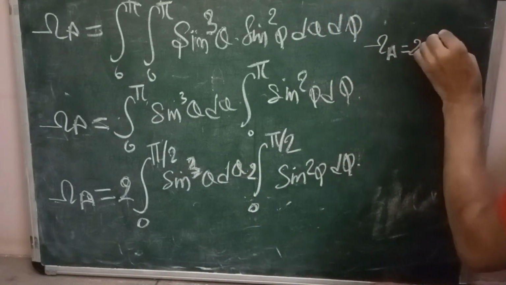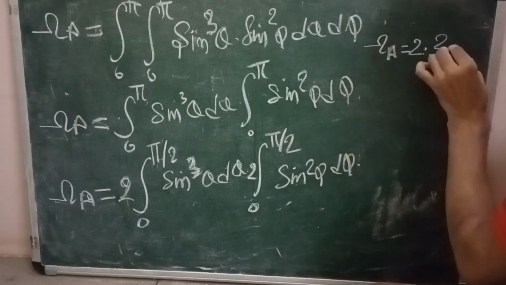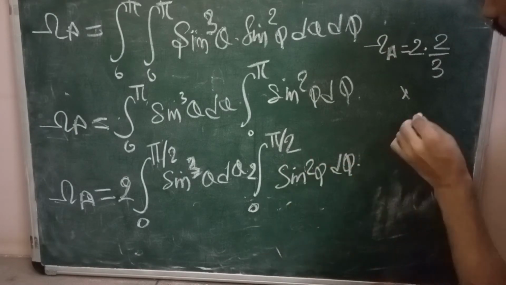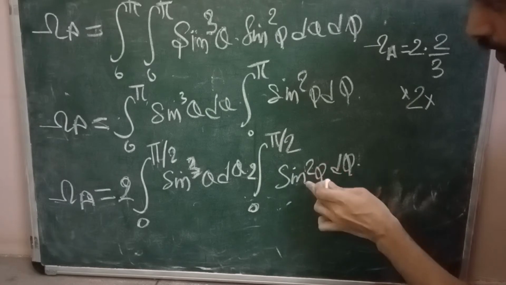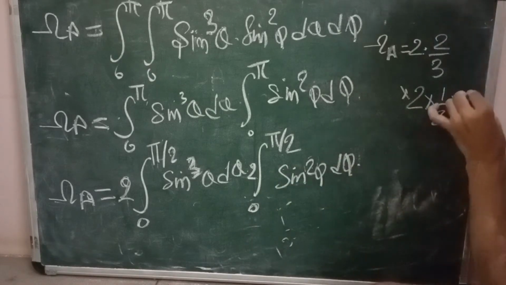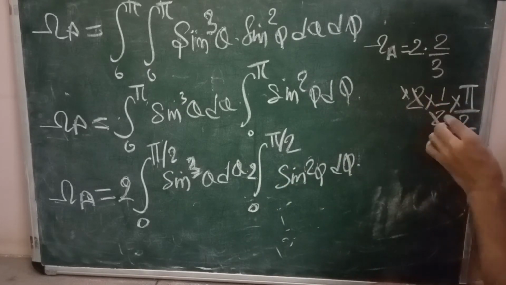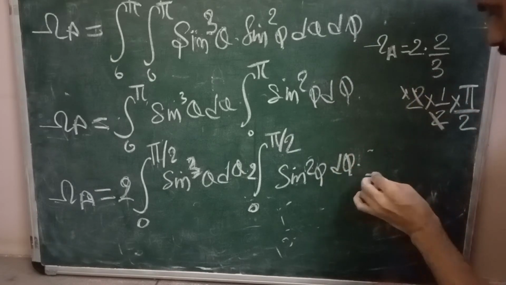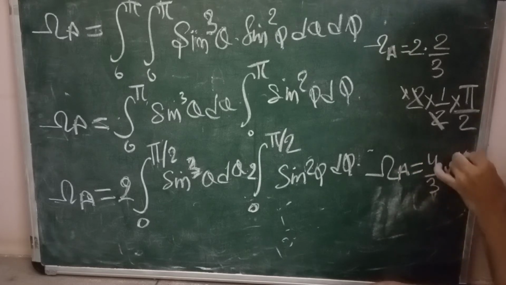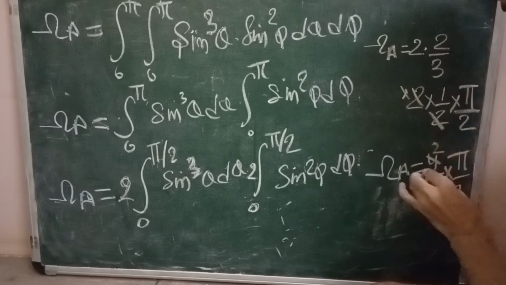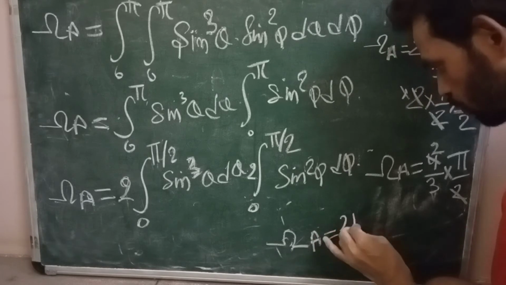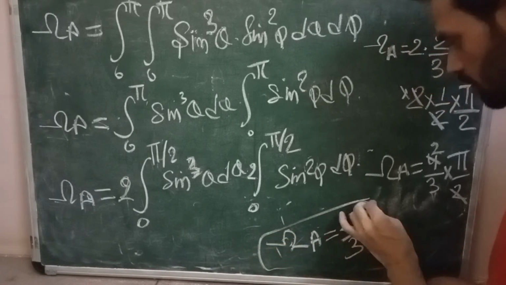So now this is 2 into 2 by 3. Similarly for this, see here, the power is 2. Now we have to multiply it with pi by 2. So this is 2 into, 2n is 2, so 2 minus 1 divided by 2. So this is 1 by 2. Here the power is even, so multiply this with pi by 2. So the 2 gets cancelled. So the solid angle we got is 2 to 4 by 3 into pi by 2. So the solid angle is equal to 2 pi by 3.